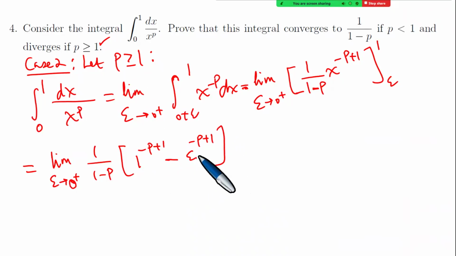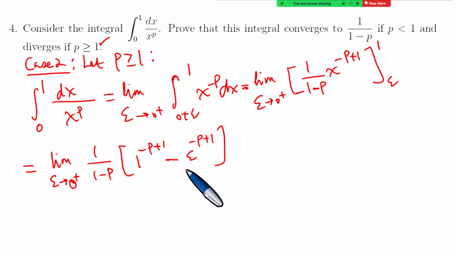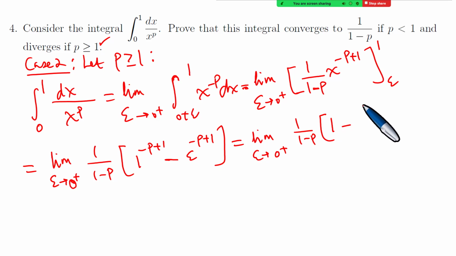If p is 2, it's going to be minus 2 plus 1, which is 1 over epsilon. If p is 3, it's going to be epsilon to the minus 3 plus 1, which is epsilon to the minus 2, which is 1 over epsilon squared. In other words, this is the limit as epsilon approaches zero from the right of 1 minus p. So either way, this is 1 minus 1 over epsilon to the p minus 1.